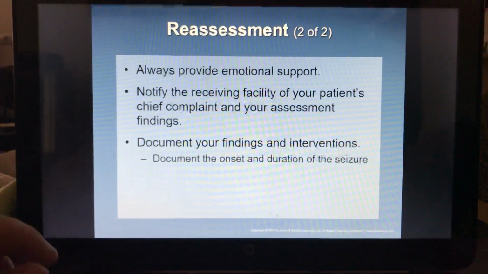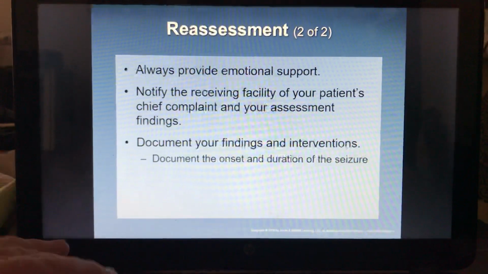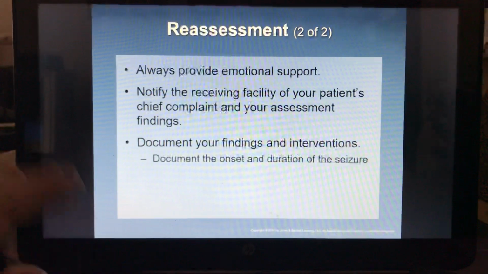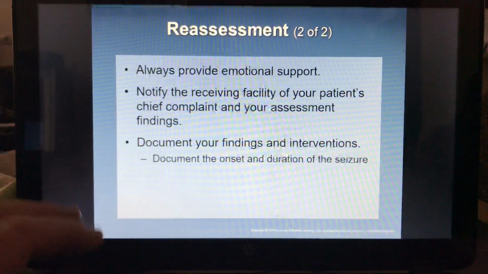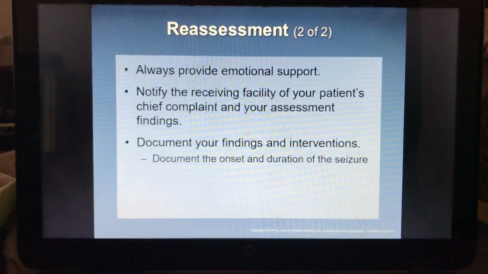So if you have these stroke patients, say, hey, listen, I know you might be able to understand me. We're doing the best we can. Talk to these people. Don't ignore them. Don't just keep doing your job. Talk to these people like, hey, listen, I know you could probably hear me, so this is what we're going on. Even if they're slightly altered, still talk to them.